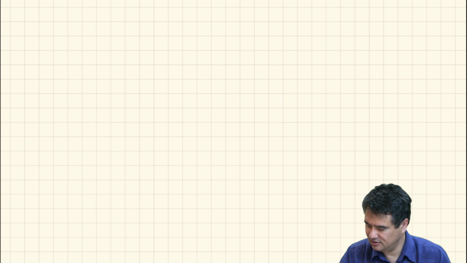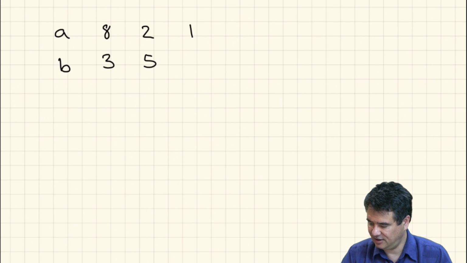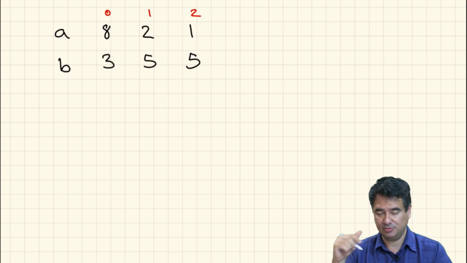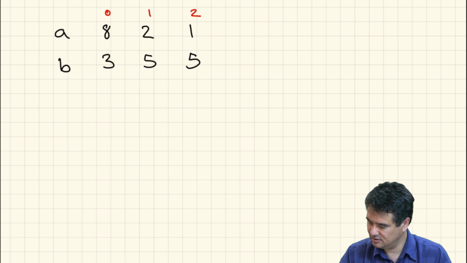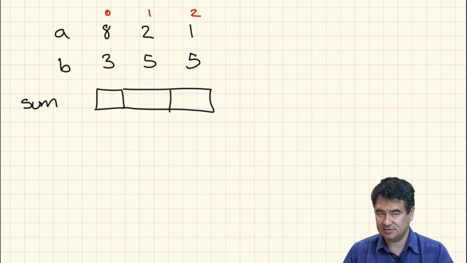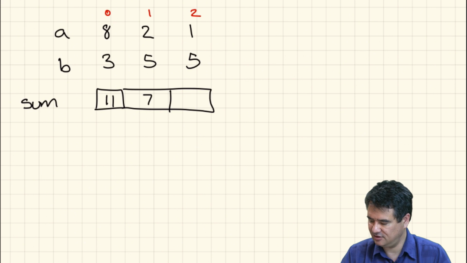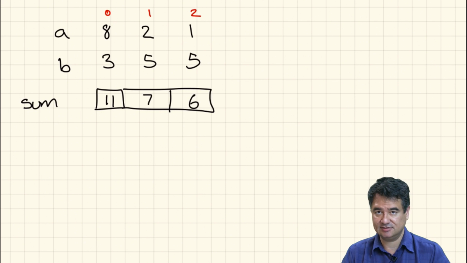So if we are given array A, which is 8, 2, and 1, and B, which is 3, 5, and 5, and these are the index numbers up at the top, then we're going to have to create a new array that consists of 3 boxes, same as the length of A and B, and we're going to add 8 and 3 to get 11, 2 and 5 to get 7, and 1 and 5 to get 6.